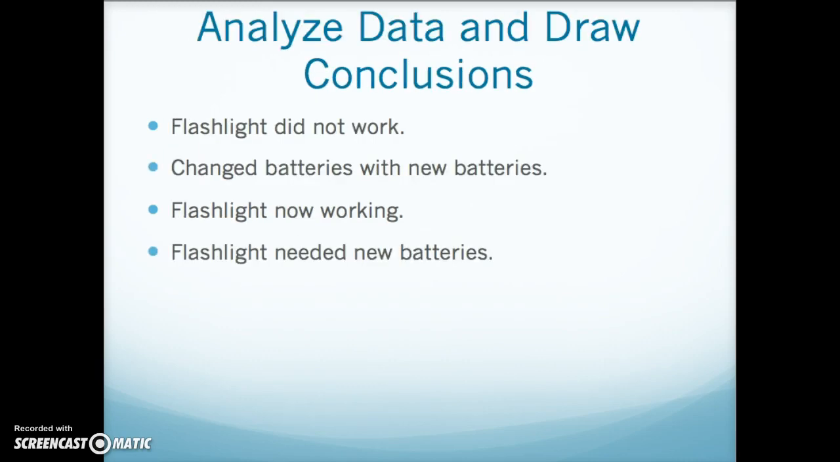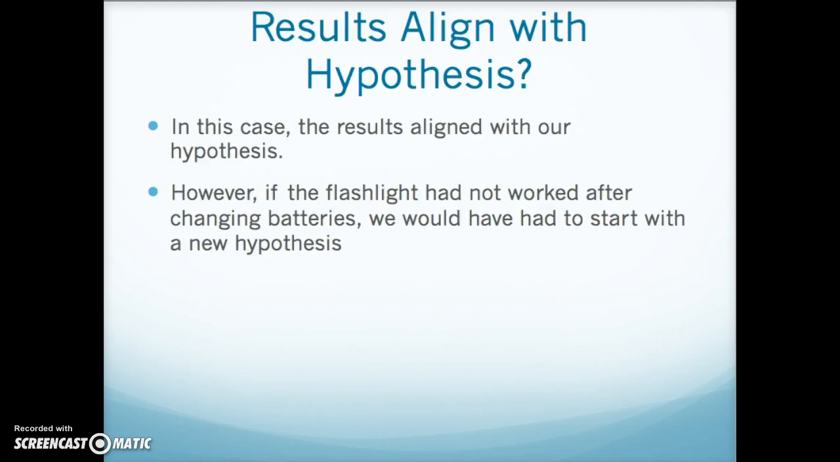We look at our data and we draw conclusions. We had a flashlight that did not work. We changed the batteries with new batteries, and now the flashlight works. So my conclusion from that is that the flashlight needed new batteries. Do our results align with the hypothesis? In this case, the results did align with our hypothesis.